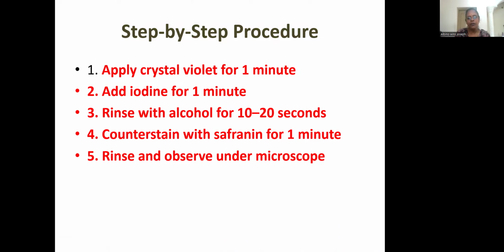After that, wash it in running tap water. Then add Gram's iodine for 1 minute. Again, wash it in tap water. Then rinse with alcohol for only about 10 to 20 seconds. Immediately wash with water, and then add the counter stain, that is safranin, and wait for 1 minute. After that, wash in water and then observe under the microscope for your result.